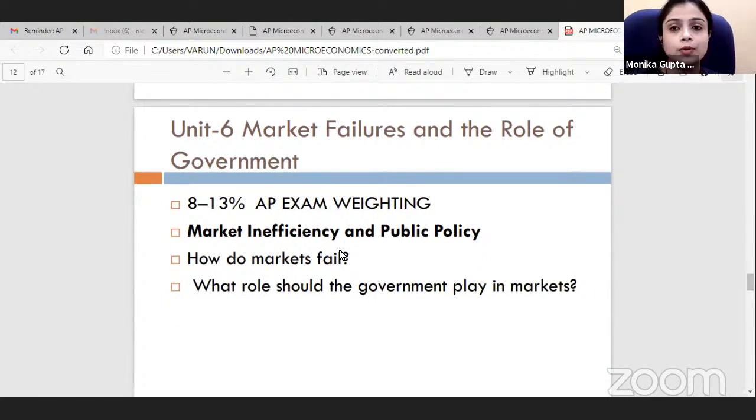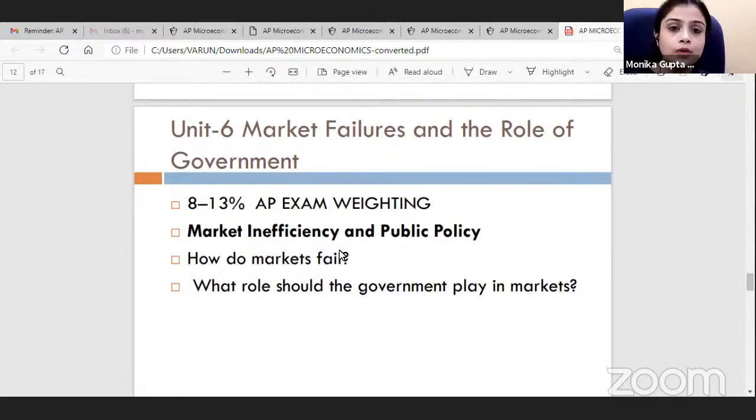As I told you, if you're talking about the micro level, it doesn't mean that the government is not going to intervene in this market. So government interference is always there, and the exam weightage is about 8 to 13%, and one long FRQ is mostly from unit 6, and fewer MCQs, generally 8 to 10, you will be able to see from this unit.